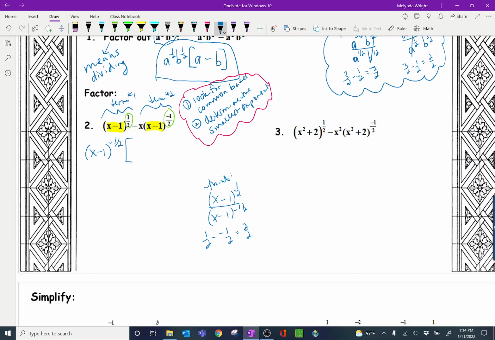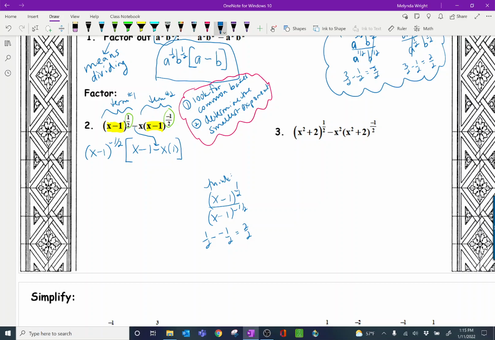So when we factor that out of the first term, we simply get just x minus 1 to the first power. And we know we don't have to write the first power. So then I've got this minus. Okay, then x minus 1 to the negative 1/2 over x minus 1 to the negative 1/2, that's the same thing, it's just 1. So we're left with this x comes down, and that would be a 1.